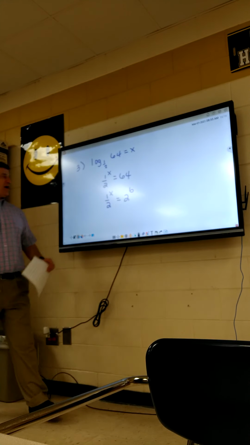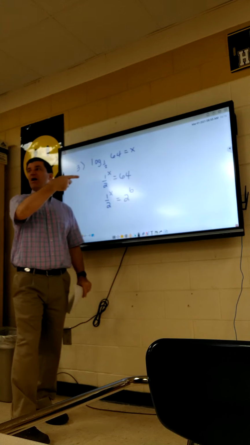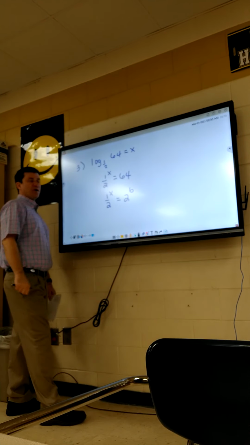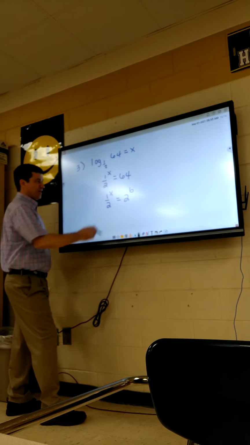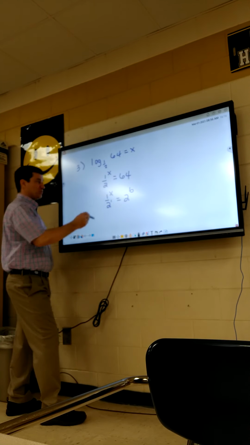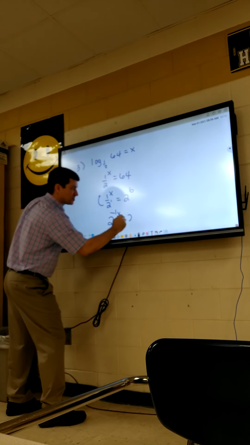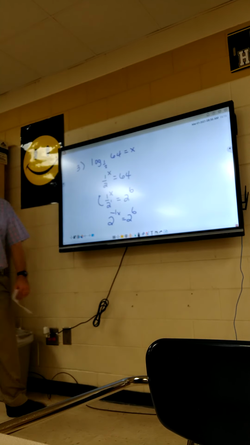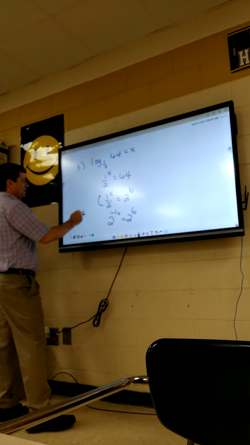Now, the reason I had to do that is because I got to make these the same number. So I know this side had to be 2 to some power. All right, now, this is the part I'm afraid y'all going to get stuck on. What do I do with the fraction? That's 2 to the negative 1st, right? So when I flip it, 2 to the negative 1x equals 2 to the 6. Some of y'all are still having trouble with that step. So what's my answer going to be? Good, negative 6.